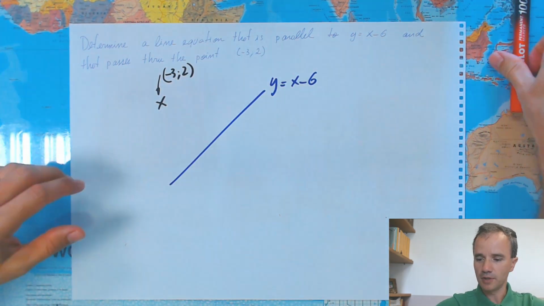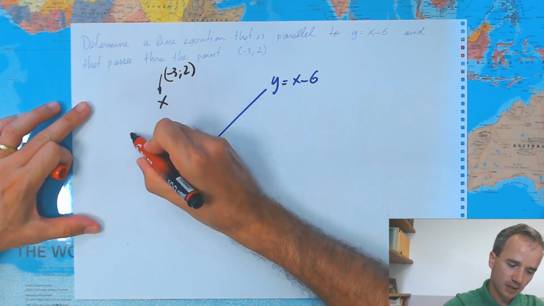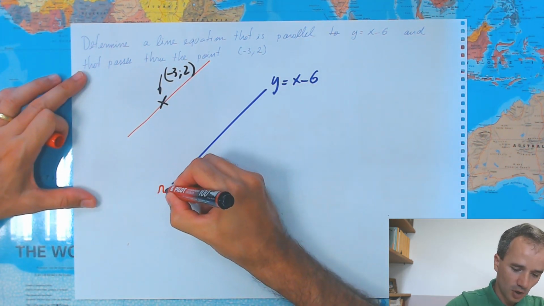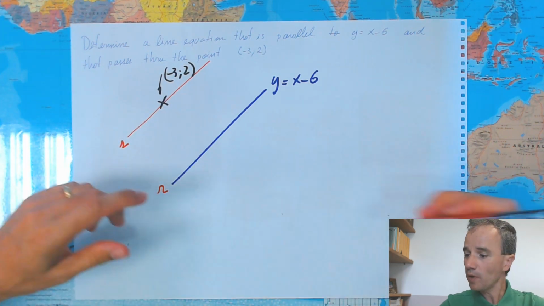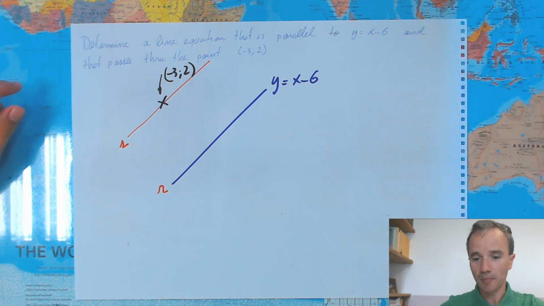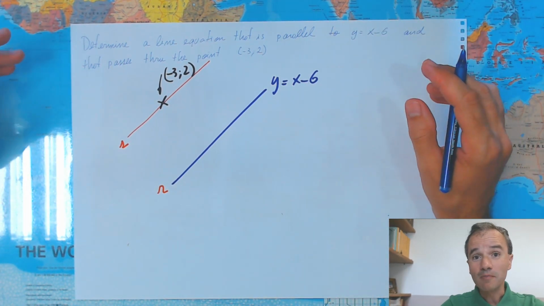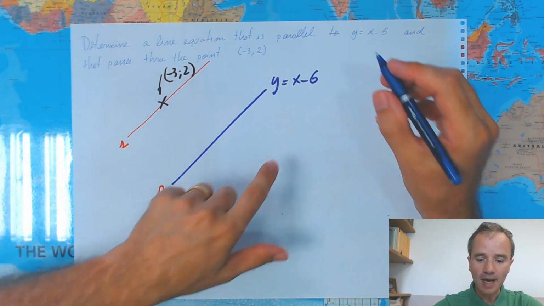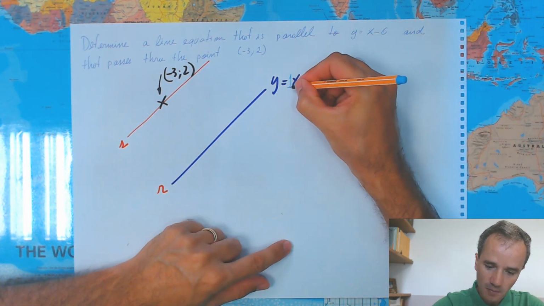So we have to make a parallel, but it must pass through this point. Let's call this R, this S. And what is the first thing we have to accomplish in here? Well, we have to understand first what it means to be parallel. To be parallel means that this coefficient in here must hold.